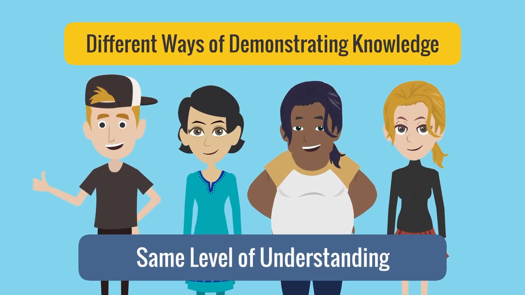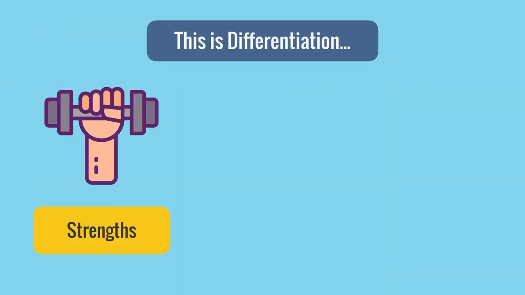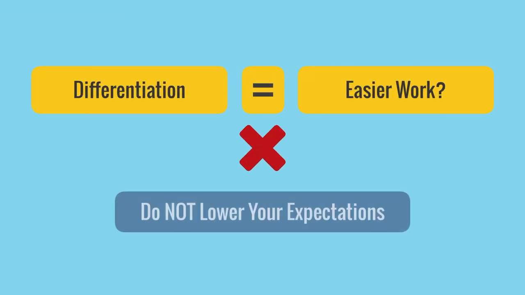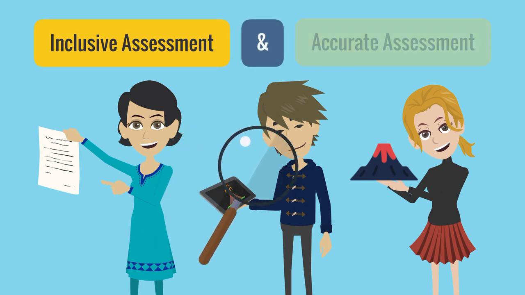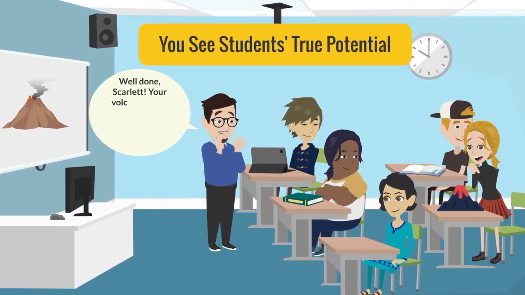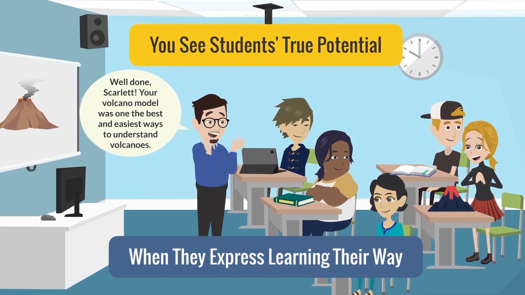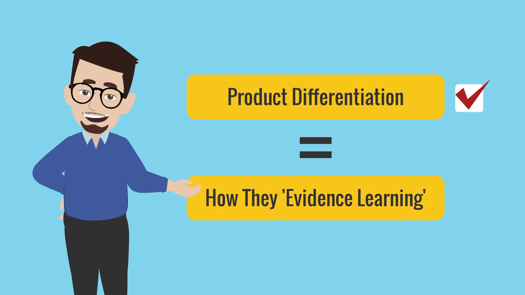Each student is showing their understanding of the same concept in a way that plays to their strengths, supports their needs, or builds their confidence. This isn't about lowering expectations. It's about making assessment more inclusive and more accurate, because when students can show what they know in a way that works for them, you often see more of what they're capable of. That's product differentiation, and it works.